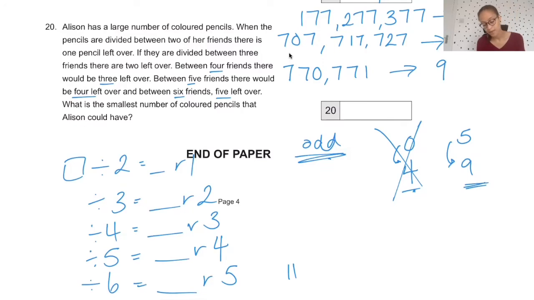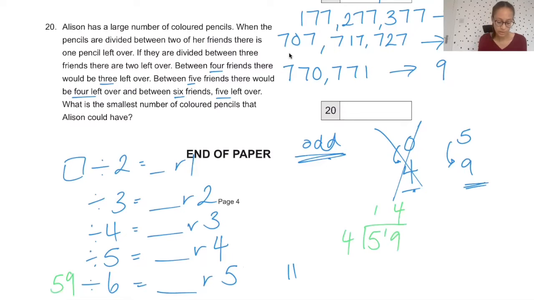49 divided by 6, you have a remainder of 1, doesn't work. 59. 59, when you divide by 6, you get 9, remainder 5. Okay, so 59 might work. We know already that it works with divide by 5. Let's try it with divide by 4. 59 divided by 4. I'm going to do it over to the side because I don't want to make any mistakes. And we get remainder 3. So it works with divide by 4.